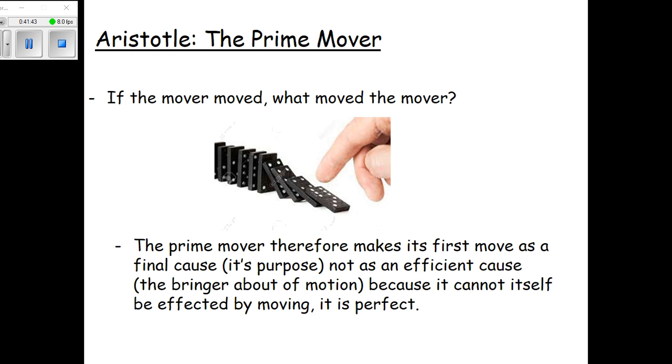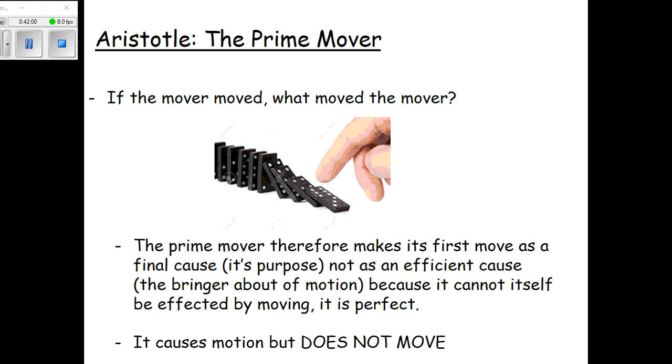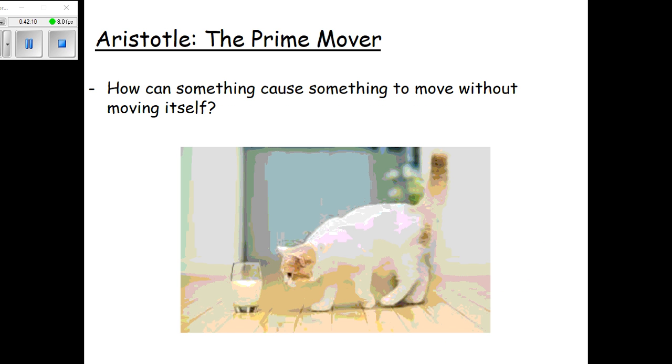So it makes its movement as a final cause, as a telos, as a purpose. Its purpose is to make everything move towards it. So it causes motion, but it does not move. How is this possible? How can you move something without moving yourself? So for example, how can I flick some dominoes over without moving my hand? Well, Aristotle uses an analogy, and he says it's a little bit like a cat.